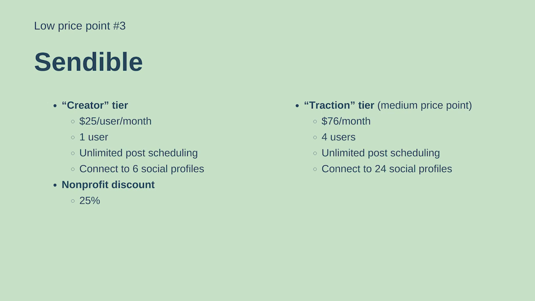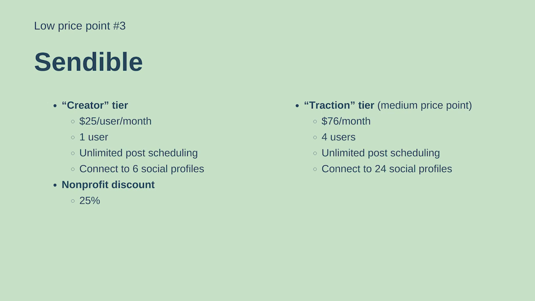Sendable has a starting creator tier at $25 per user per month, and the platform offers a 25% discount to nonprofits. The Sendable creator tier gives you 1 user and a connection to 6 profiles with unlimited post scheduling each month. Note that the next tier up, their traction tier, jumps up to $76 per month to grant you 4 users and 24 social profiles.